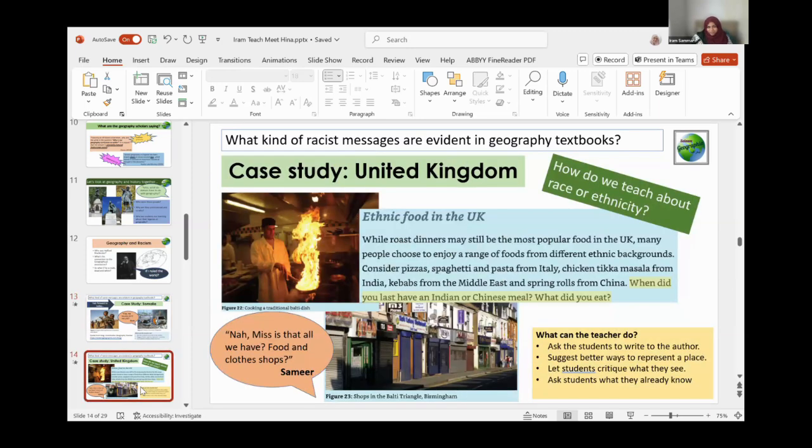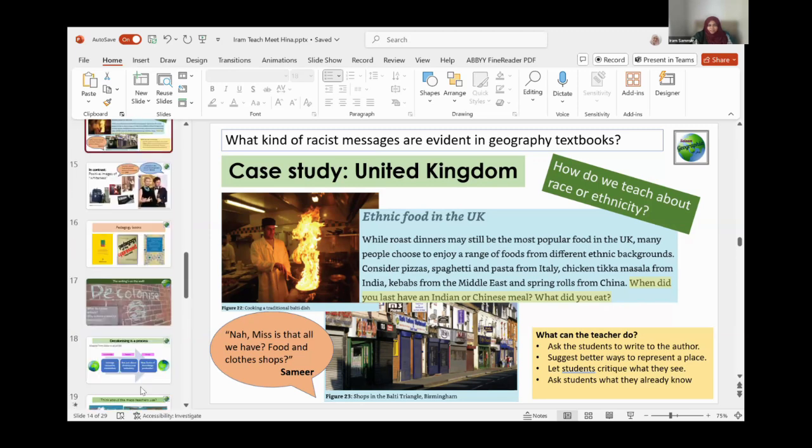And then once, when I was teaching GCSE, and this is from the OCR spec, ethnic foods in the UK, there was a student who just turned around and said, "Nah, miss, is that all we are? Food shops and clothes?" And he was of Asian heritage, South Asian heritage background. So again, what can the teacher do? The teacher can ask students to write to the author again. What improvements? Is that all Asians have done in the UK or in the world? And maybe suggest better ways to represent that place. Let students critique what they see again and ask them what they already know and build on that knowledge as well.